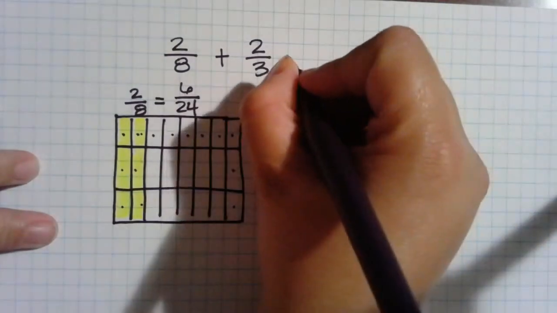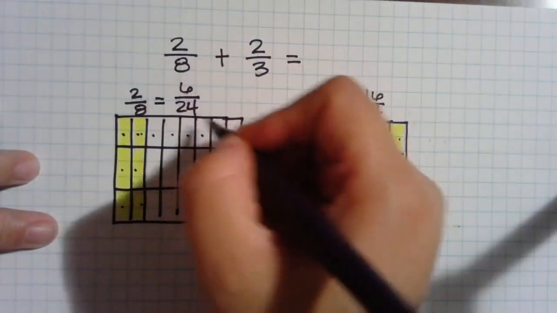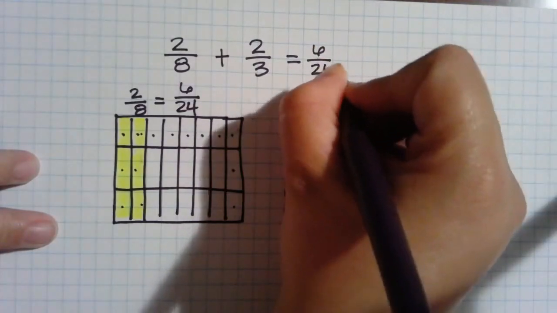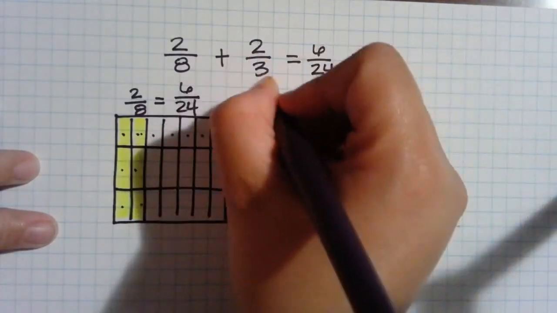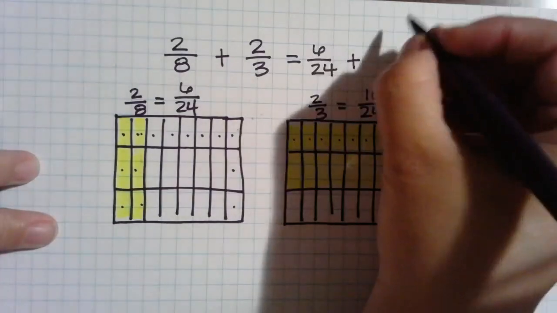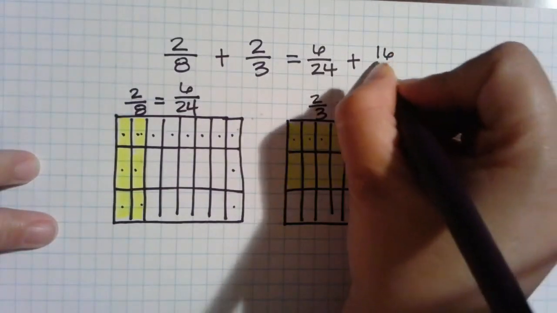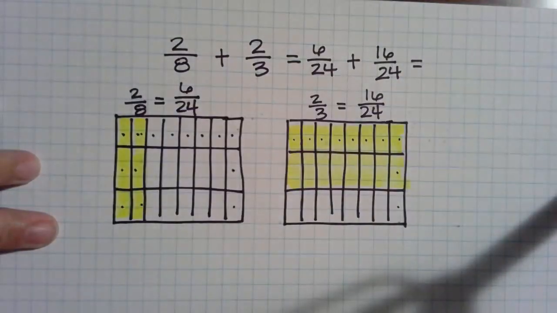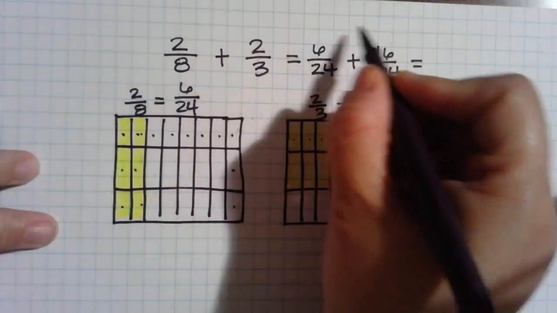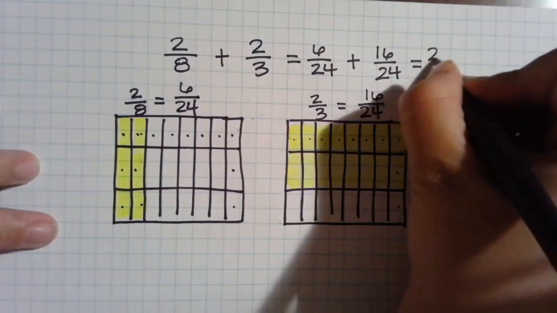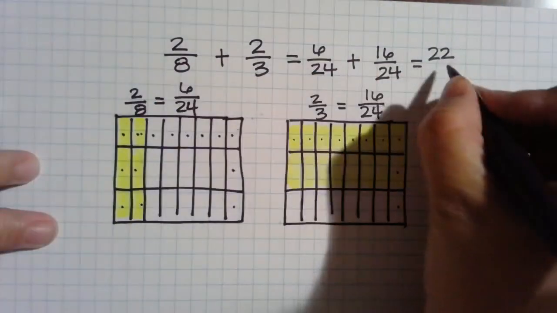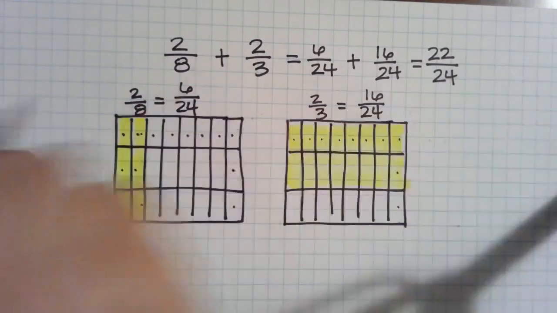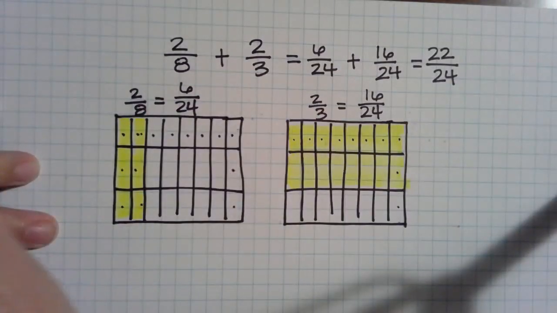Okay, so 2/8 is equal to 6/24, and 2/3 is equivalent to 16/24. Okay, add that up. I have 6 plus 16, that's going to give me 22, and my denominator is 24. I don't want to change that. I worked hard to find that common denominator.